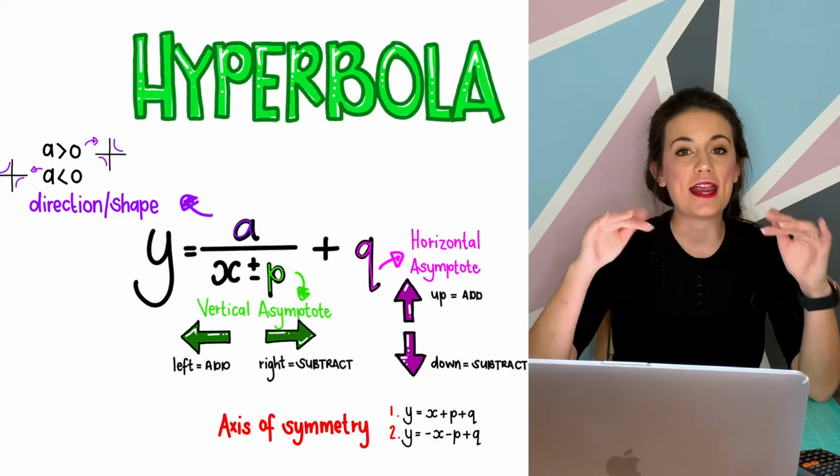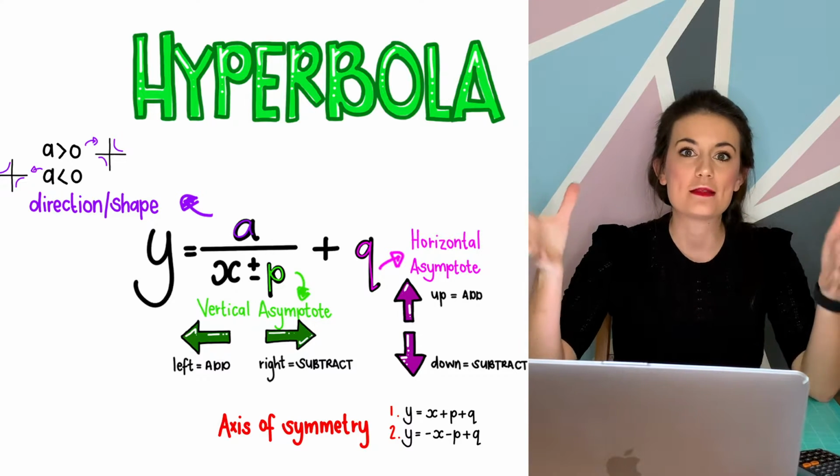Before we get into the graph interpretation question, I just want to touch base with the formula. Make sure that we all understand exactly what the letters stand for. So we have the formula y is equal to a over x plus p, plus q. Now we see the p again.